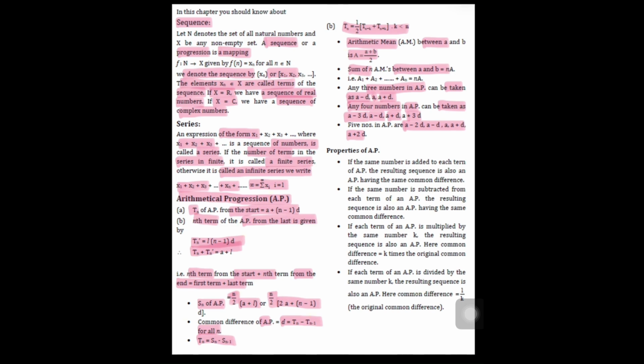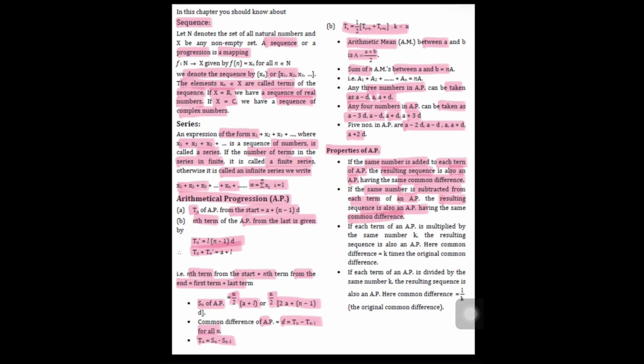At last, we have the properties of arithmetic progression, like if the same number is added to each term, then the resulting sequence is also an AP having the same common difference. And if the same number is subtracted from each term of the AP, the resulting sequence is also an AP having the same common difference.